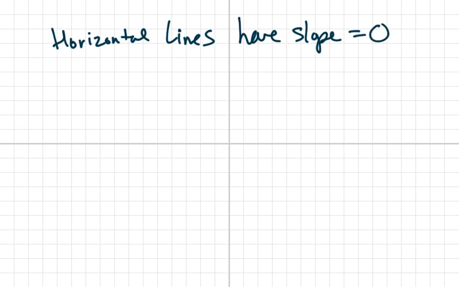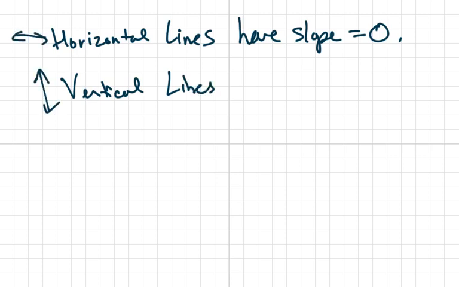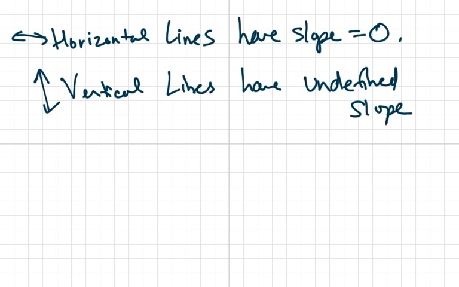And then let's just review horizontal versus vertical lines. So horizontal lines, the rise is 0, and then the run is some number, so they have slope equal to 0. And vertical lines, verticals up and down, horizontals left and right. Vertical lines have undefined slope. Because the run, there's no left and right movement. So the run is 0, and you can't divide by 0.